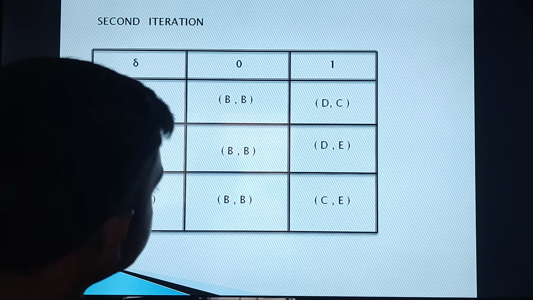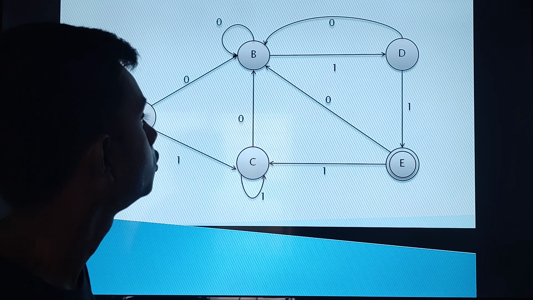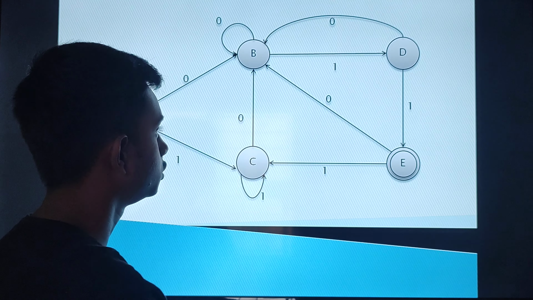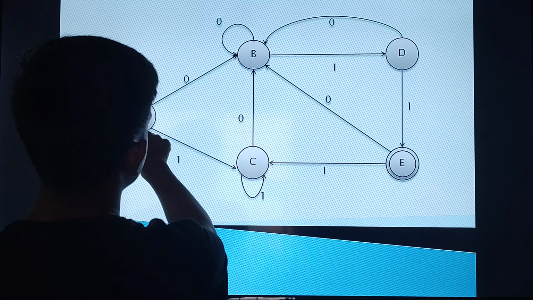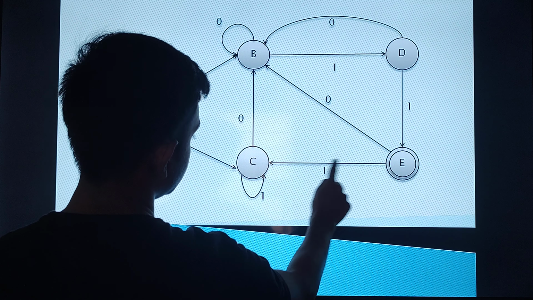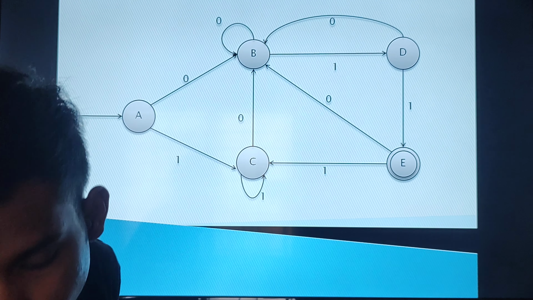Similarly, third iteration and fourth iteration. So the first step was to remove all the non-reachable states. So in this diagram, every state is reachable. A is reachable, B is reachable, D is reachable, E is reachable, and C is reachable. So there are no non-reachable states.